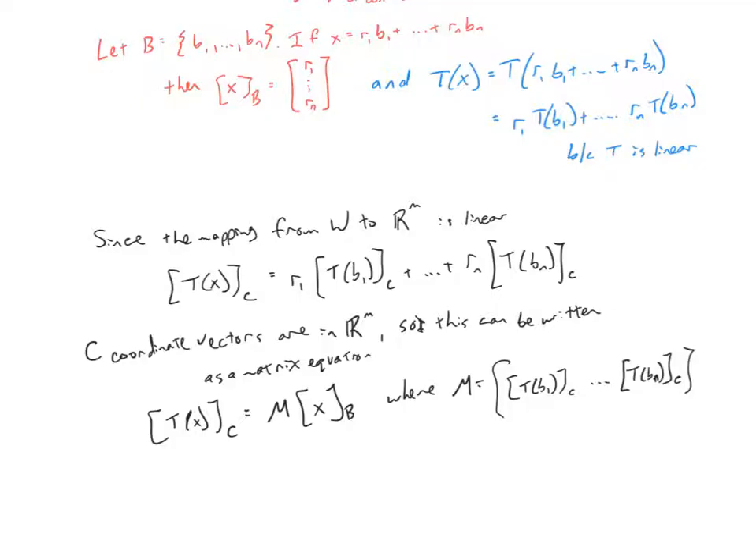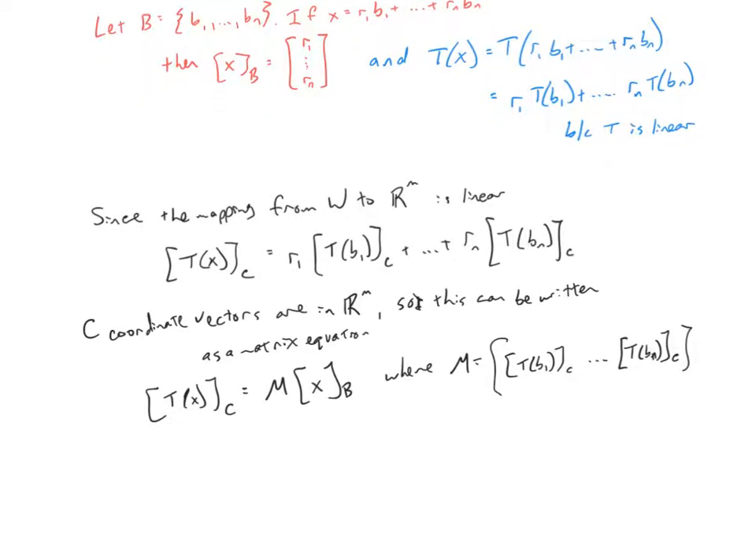Okay, one more thing, and then I'll sum it up. M is called the matrix for T relative to bases b and c. Whoa, kind of intense there.